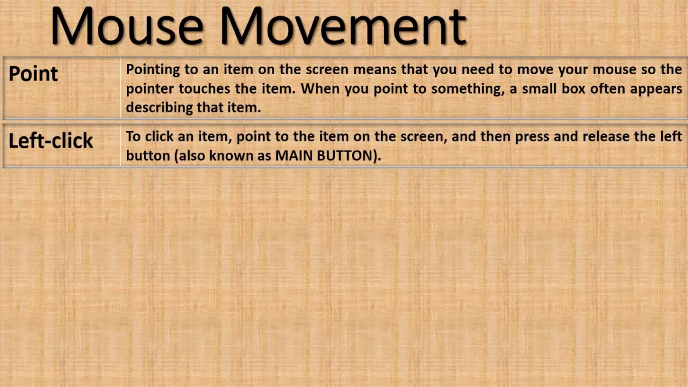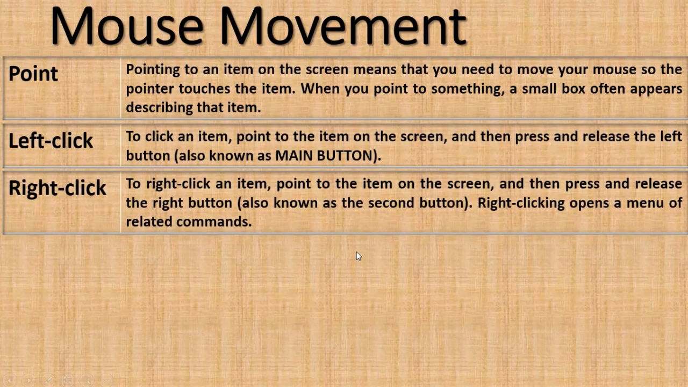Left click. To click an item, point to the item on the screen and then press and release the left button, often known as the main button. The left button is most times known as the main button. Right click. To right click an item, point to the item on the screen and then press and release the right button. This is also known as the second button. Right clicking opens a menu of related commands.